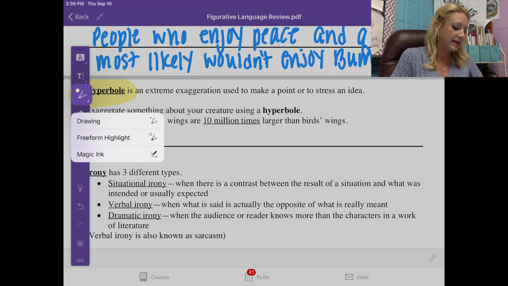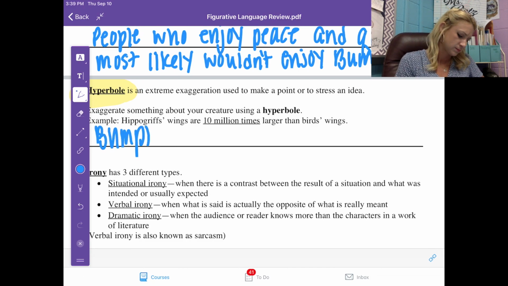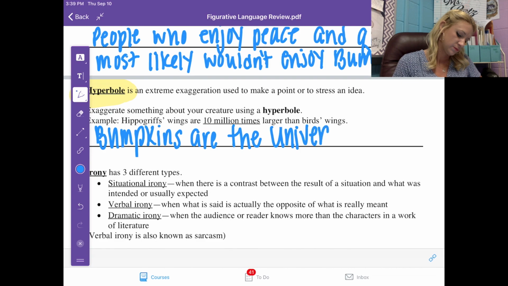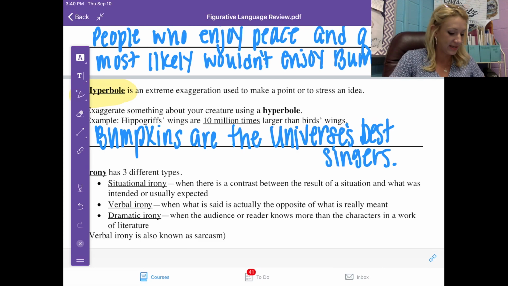Hyperbole. So go ahead and exaggerate something about your creature. And again, these can be silly. They don't need to be super serious. So here I put, pumpkins are the universe's best singers. So that's an extreme exaggeration. That is a hyperbole.